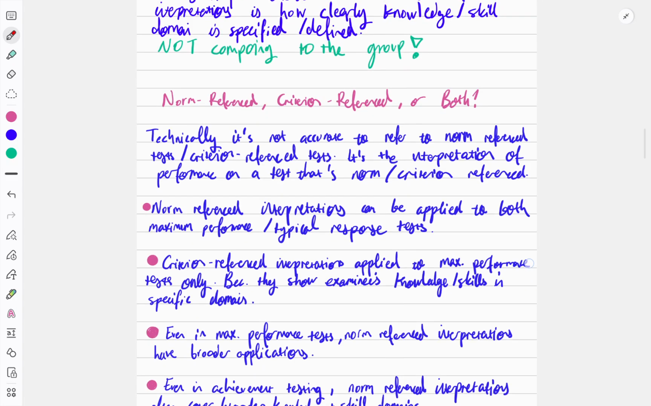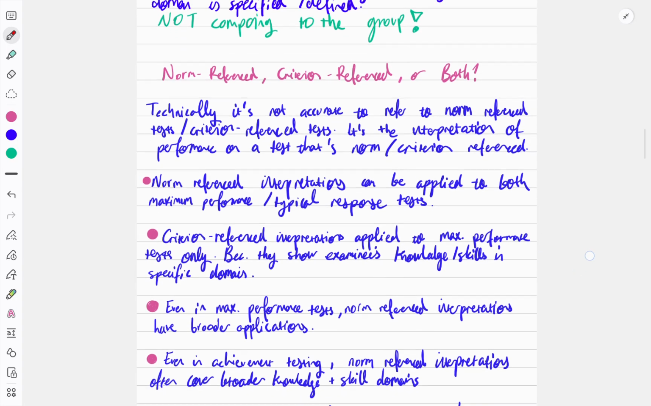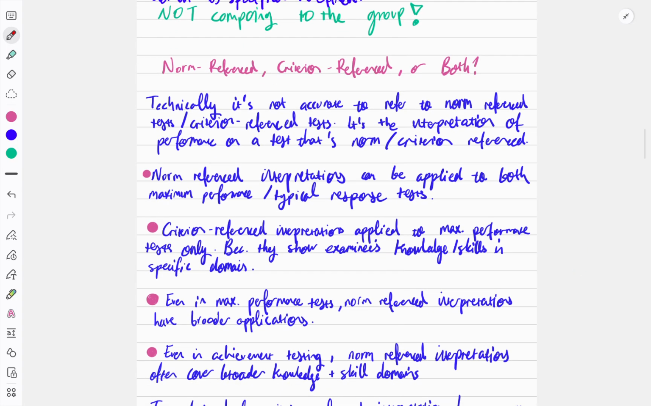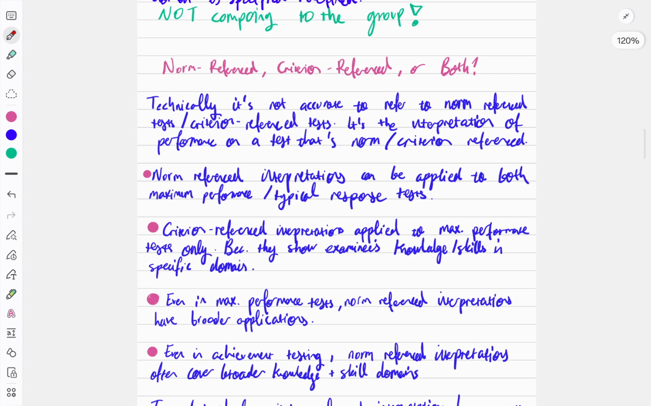So do we use norm reference, criterion reference, or both? Technically, it's not accurate to refer to a norm reference test or a criterion reference test, because it's the interpretation of the performance on the test that's norm or criterion reference. It's not the test itself. Norm reference interpretations can be applied to both maximum performance and typical response tests, but criterion reference is applied to maximum performance tests only.